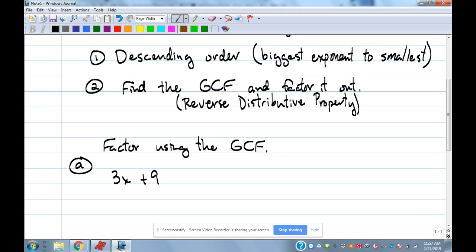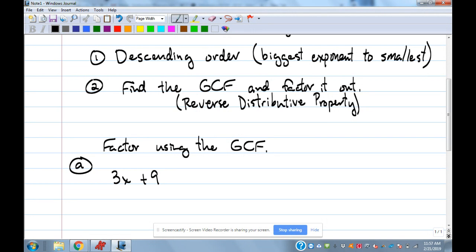1 is on the x, right? Yes. So the first term has x to the first power. The second term doesn't even have an x, right? So this one is already in descending order. We don't have to move anything around, okay? So if it's already in descending order, you're ready to look for the greatest common factor.